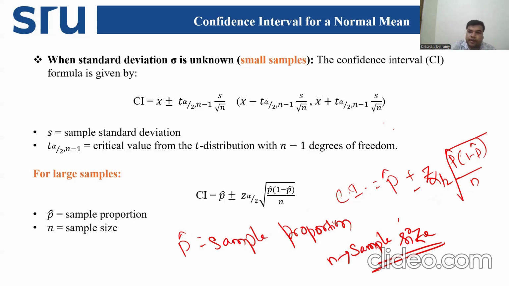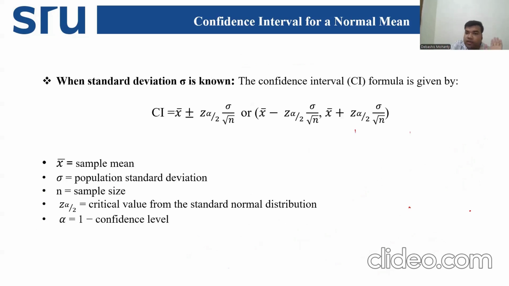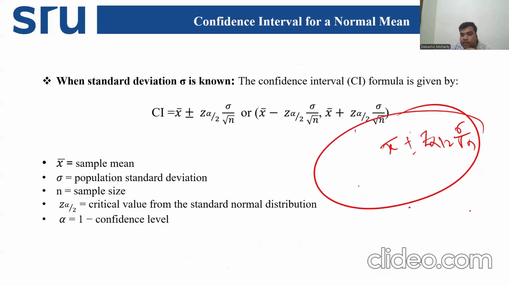Okay, right. So what we have observed till now, we have observed three types. In the first type, the sample size is known. So when the sample size is known, and the standard deviation is also known, we have to apply this formula. That means x bar plus or minus z alpha by 2 sigma divided by square root of n. Here the standard deviation is known.